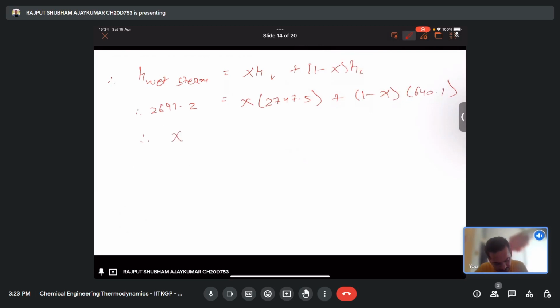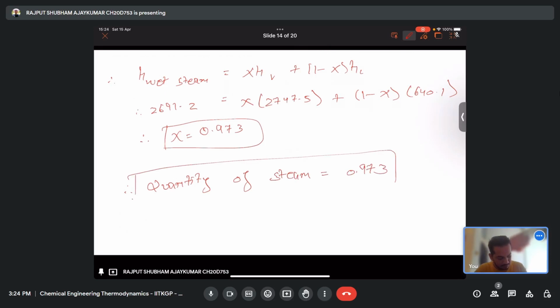Therefore, by solving this question, you can find out the value of x, that is 0.973. So we need to find the quantity of steam, that is x. In mole fraction this is 0.973. So this is the answer. Okay.